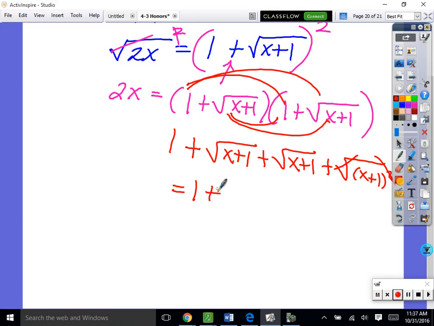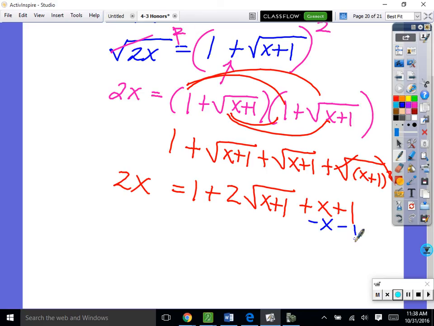We have 1 plus 2 square roots of x plus 1, which we are combining like terms, right? Does that throw anyone off too much? And then we have plus x plus 1. That's equal to 2x. So now don't we just have another radical we need to isolate and solve? Does everybody get what I'm saying? Okay, so let's isolate the radical. So let's bring that over.